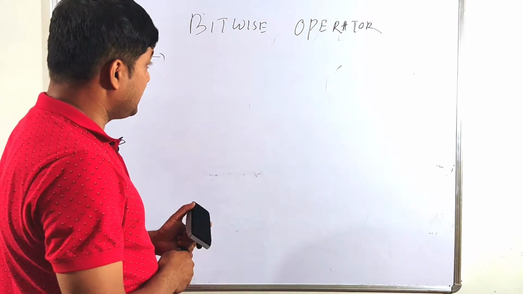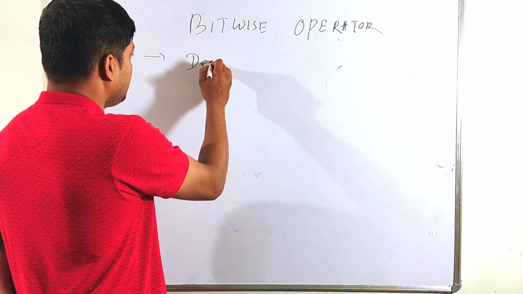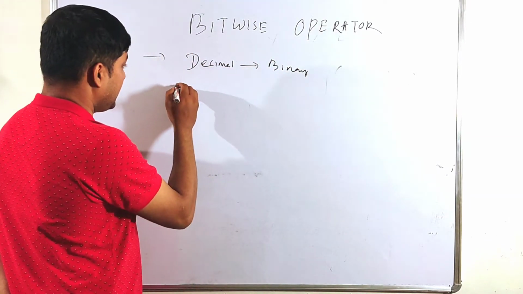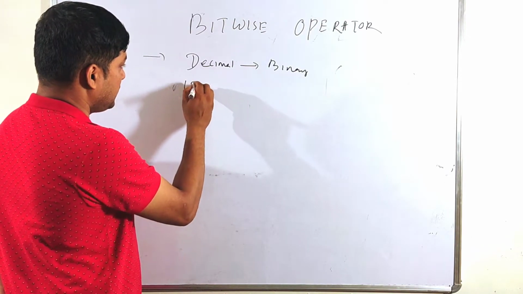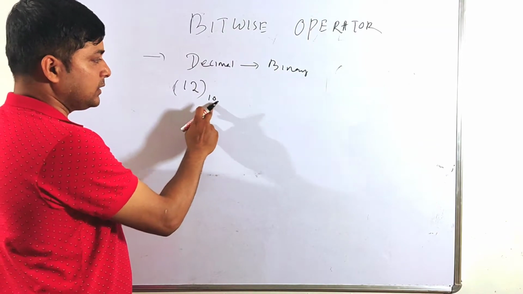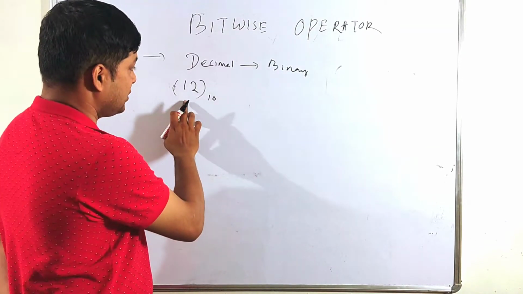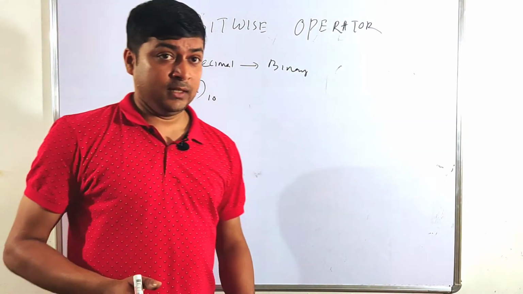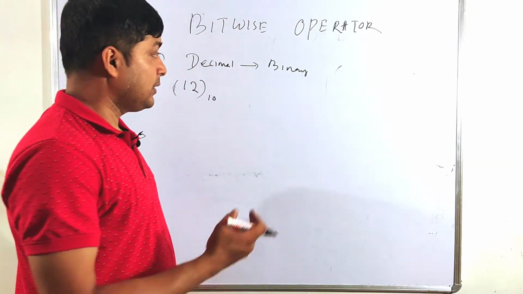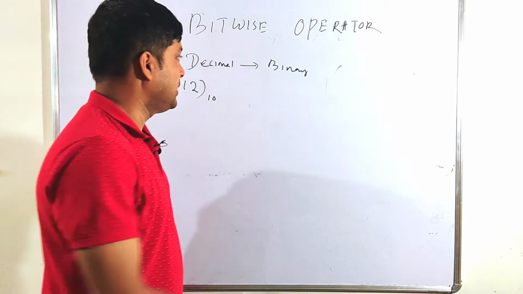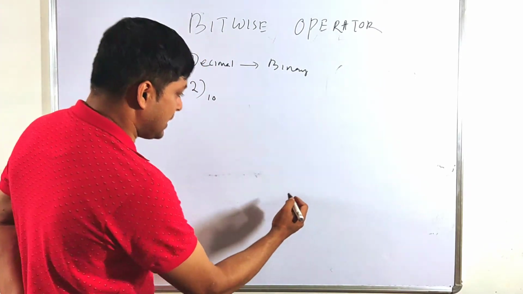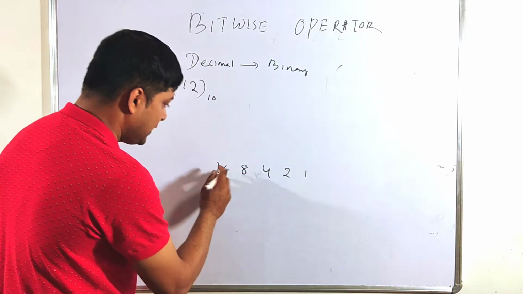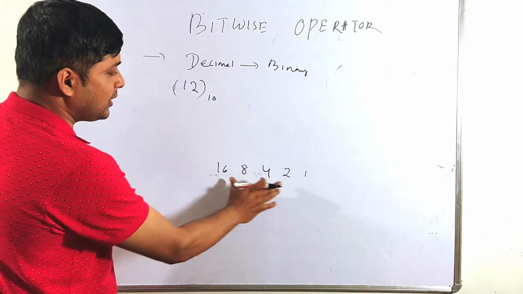Suppose I am taking one decimal value, decimal to binary. I am writing 12 as a decimal value, because the decimal base is 10. First we have to convert 12 into binary format. There are a lot of techniques, and I am giving one easy technique. Whenever you convert a decimal value into binary, first write 1, then 2, then 4, then 8, then 16, then 32, and so on. See the value, and then write accordingly.